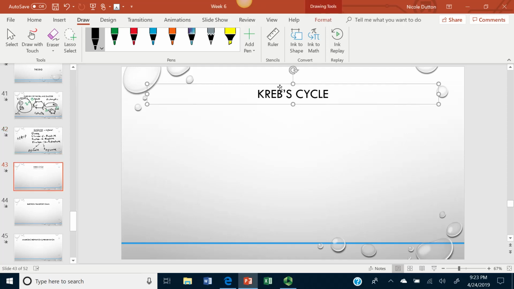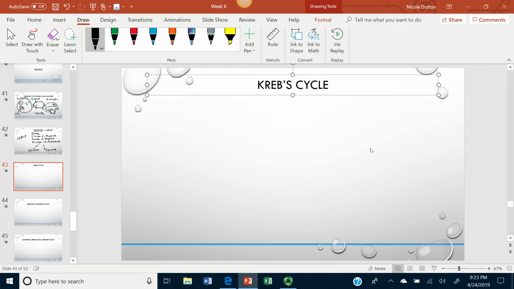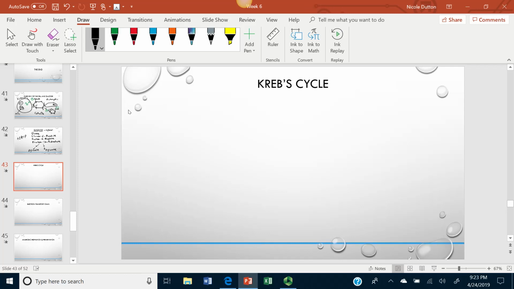So moving on to the Krebs cycle now. The Krebs cycle is going to happen in the mitochondrial matrix if it's a eukaryotic cell.